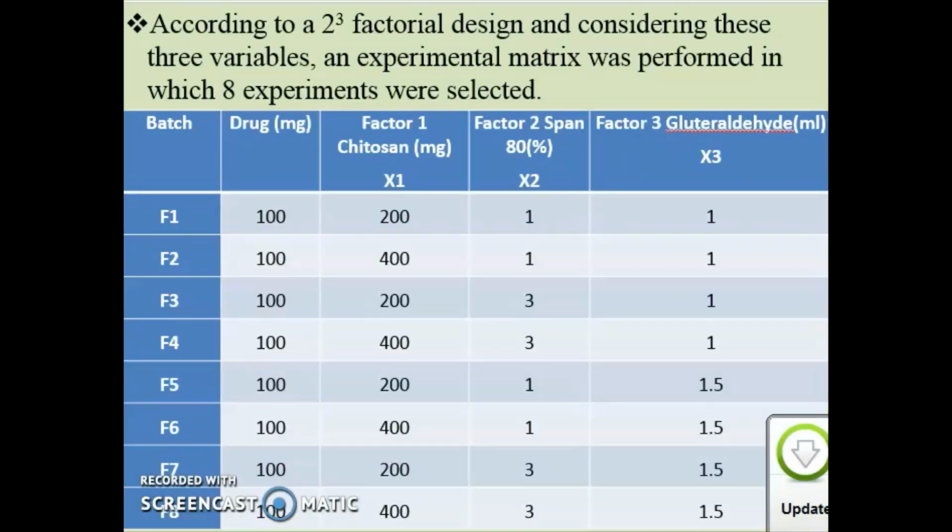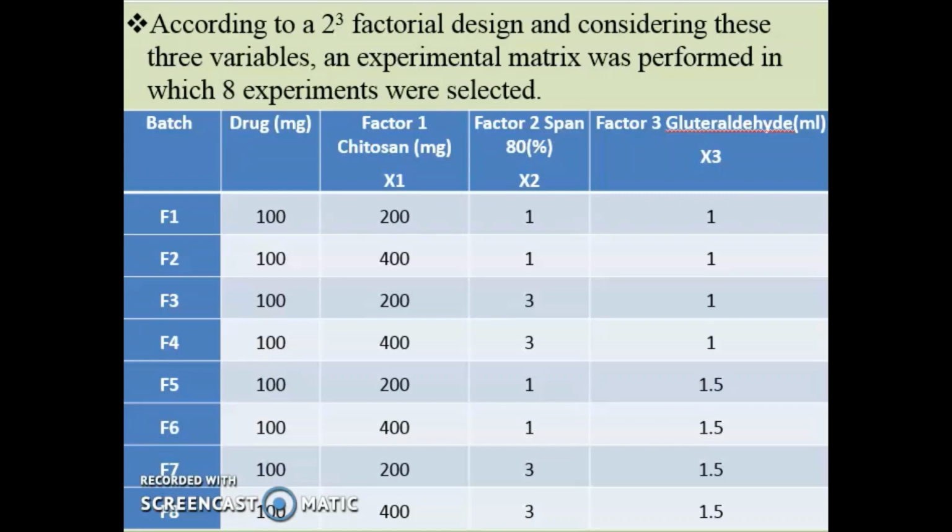Next, according to that, the 2⁵ factorial design is prepared. When we kept chitosan, span-80 and glutaraldehyde at the low level as well as the maximum level concentration, we got 8 batches. So 8 experiments were selected, and again students have to keep in mind that the low level is shown in Design Expert software as -1, and the high level is shown as +1.